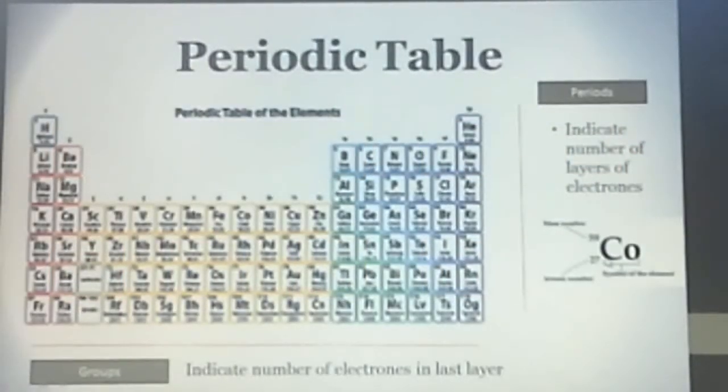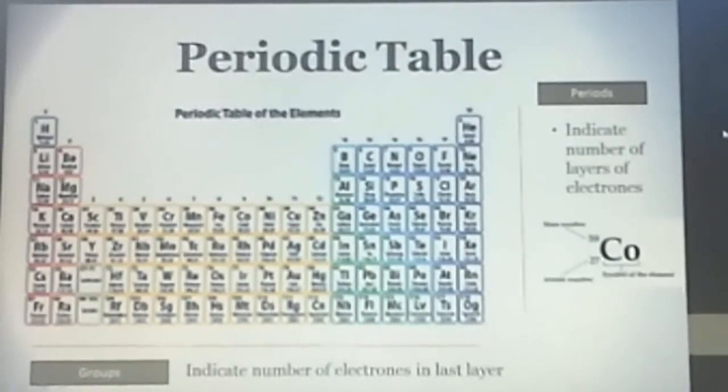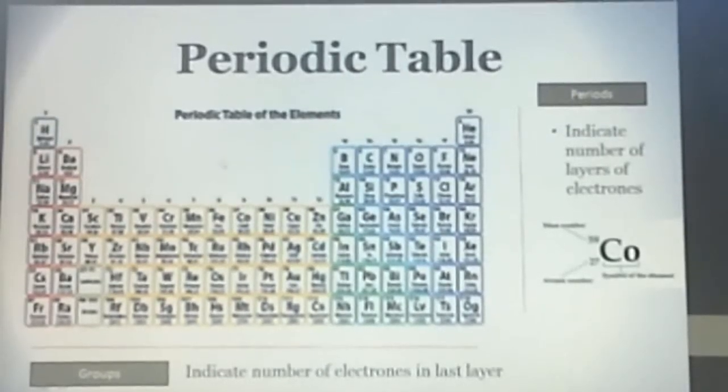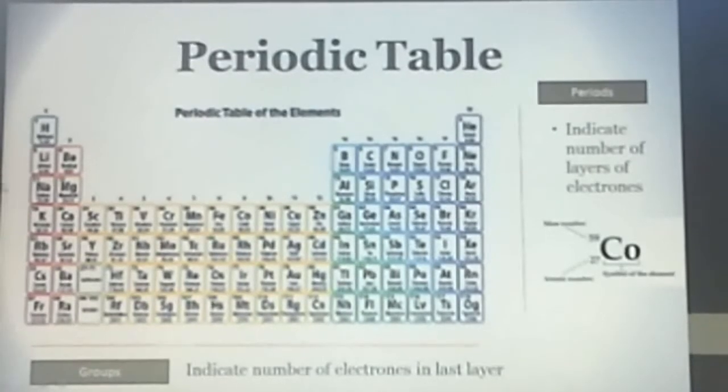Then the periodic table. The periodic table is a table where all elements found are situated. There are two main things, which are the groups and periods. The groups are the ones that indicate the number of electrons in the last layer and are the vertical columns. The periods are the horizontal columns and are the ones that indicate the number of layers of electrons.